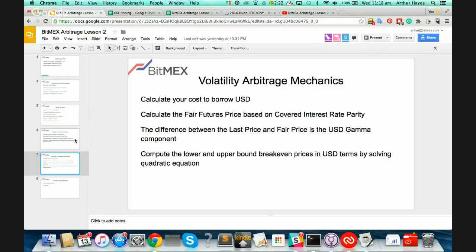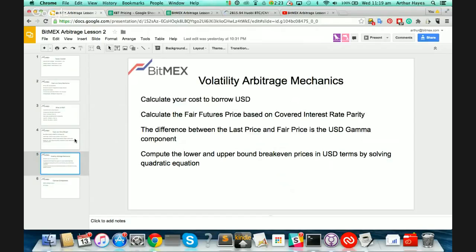And then you want to look at the difference between the last price of the futures contract and that fair price. Now, we're not using the XBU or inverse contracts for this strategy. We're using our Quanto contracts, the highly leveraged XPT series. And because of the quadratic exposure in US dollars, these contracts will trade at a premium to the covered interest rate parity implied price. And that difference is your US dollar gamma component or convexity.